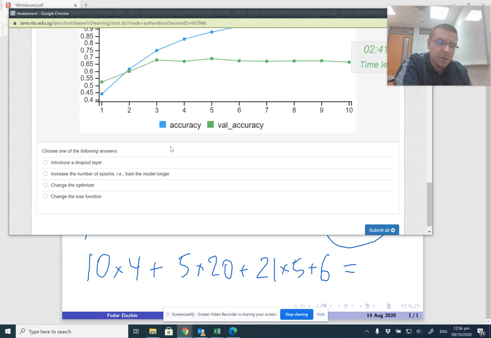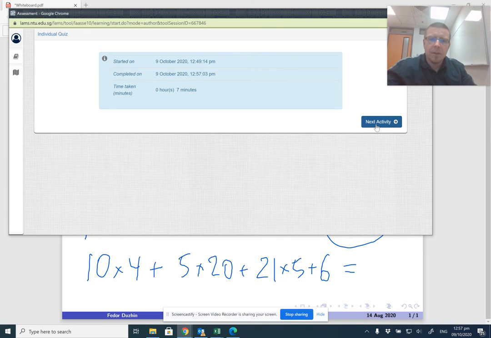How do we introduce a regularization? Basically, to introduce regularization, we use the dropout layer. Another way is to use L1 or L2 regularization. But since the dropout layer is one of these options, we choose the dropout layer. Okay, so that was all about quiz 7.